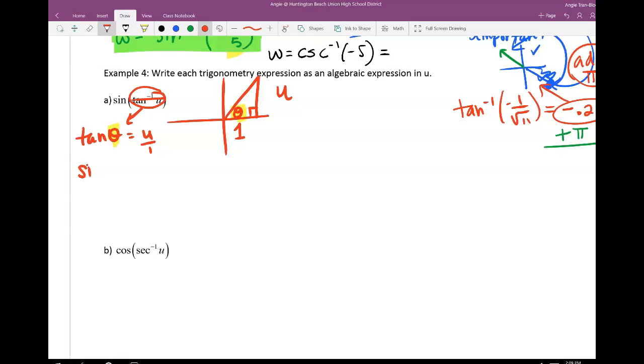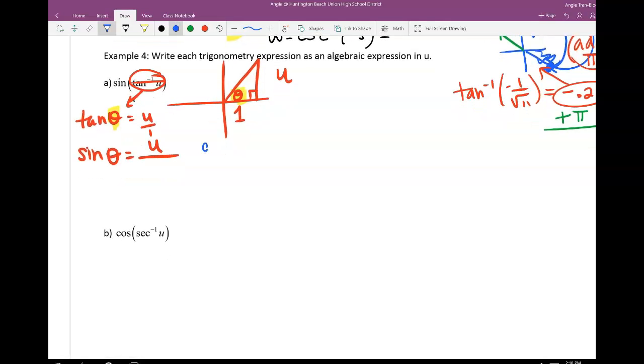So sine of theta is opposite, which I do know, over hypotenuse. Oh my goodness, I don't know what the hypotenuse is, so let's find it. The hypotenuse is the same thing: a squared plus b squared equals c squared. Here we go. A squared is 1, so 1 squared is 1. B squared is u squared, equals c squared, unknown. To solve for c, you now need to take a square root of both sides. So c equals the square root of 1 plus u squared. In no class is this equal to 1 plus u. Never, ever, ever. Okay, so now I know what the hypotenuse is.